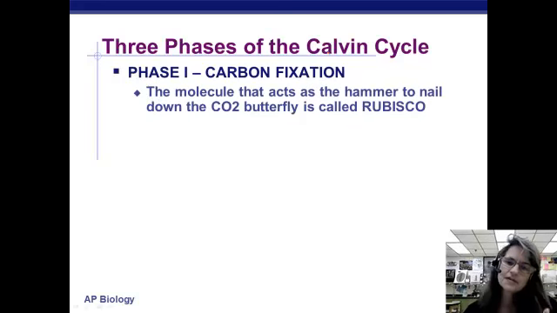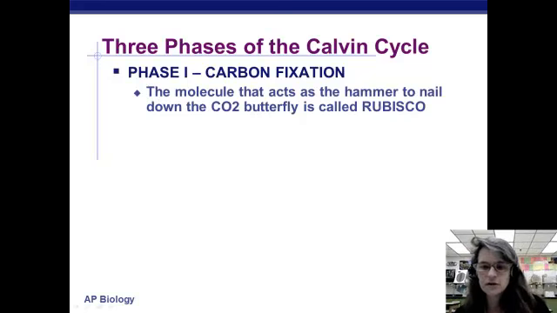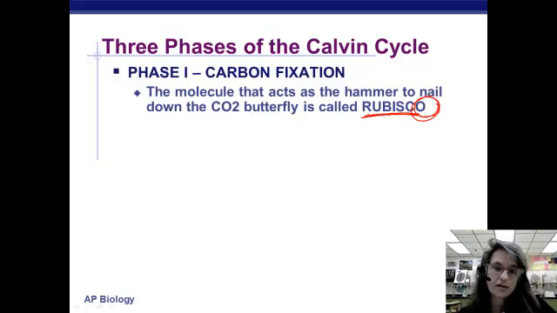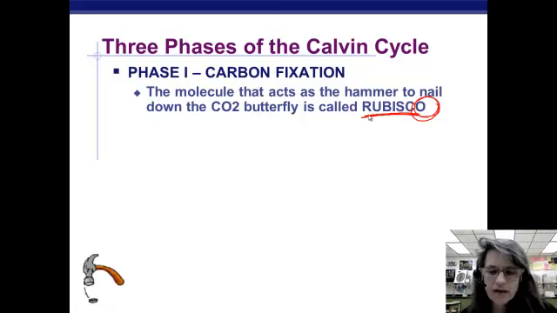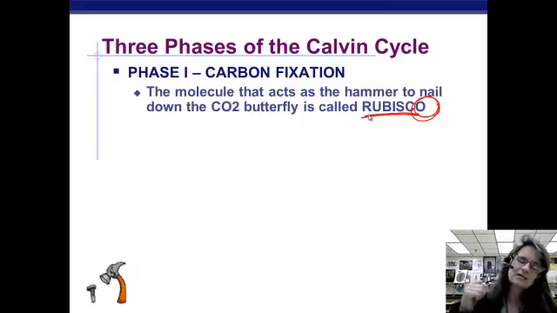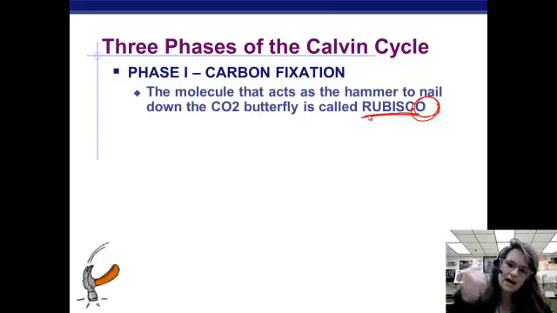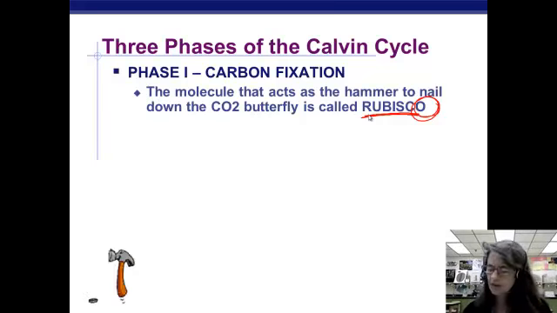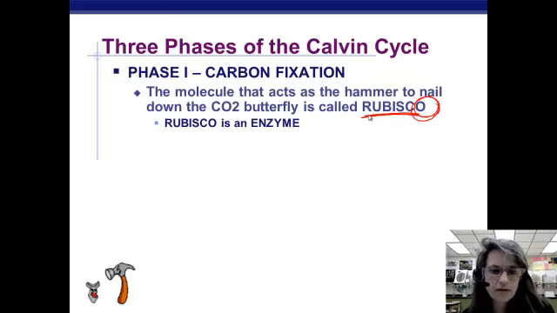So, the molecule that is going to act as the hammer and nail to attach it to a larger molecule is called rubisco. It is in fact an enzyme, even though we don't have the ACE. This is an abbreviation of a larger name that ultimately does have ACE in the ending. I'll look it up sometime. I've looked it up before. I can't remember what it's called. But rubisco is the hammer and nail. It is the thing that is going to grab the CO2 out of the atmosphere and nail it down to a bigger carbon compound so it can't fly away.